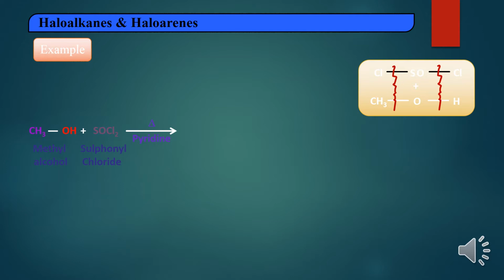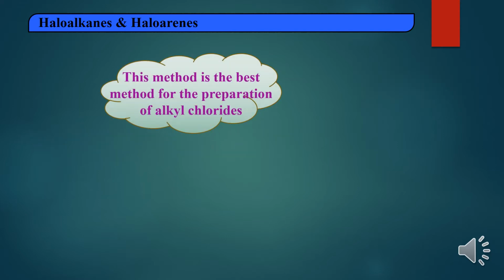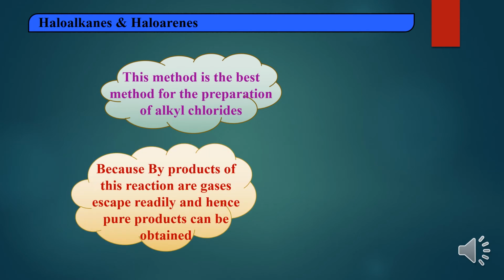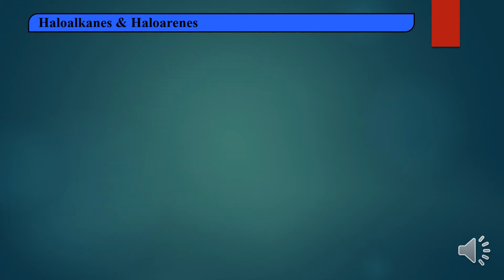You can take a particular example. Methanol reacts with thionyl chloride in presence of pyridine; delta means you have to heat. Again there will be formation of chloromethane, and sulfur dioxide and HCl gases are produced. So this is the best method for the preparation of alkyl chlorides because whatever byproducts are formed are gases, escape readily, and hence pure products can be obtained.